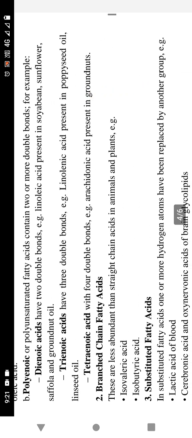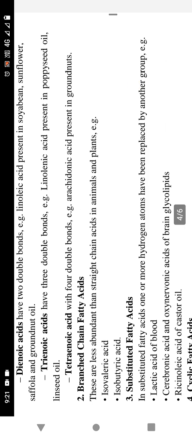Next, we see the branched chain fatty acids. These are less abundant than straight chain acids in animals and plants. Examples are isovaleric acid and isobutyric acid.